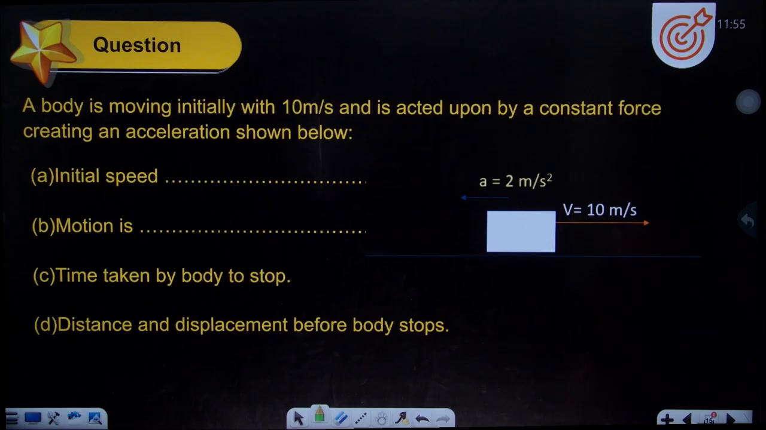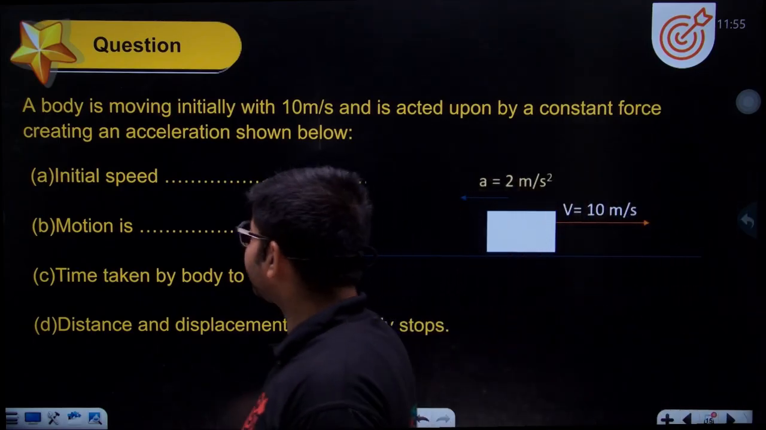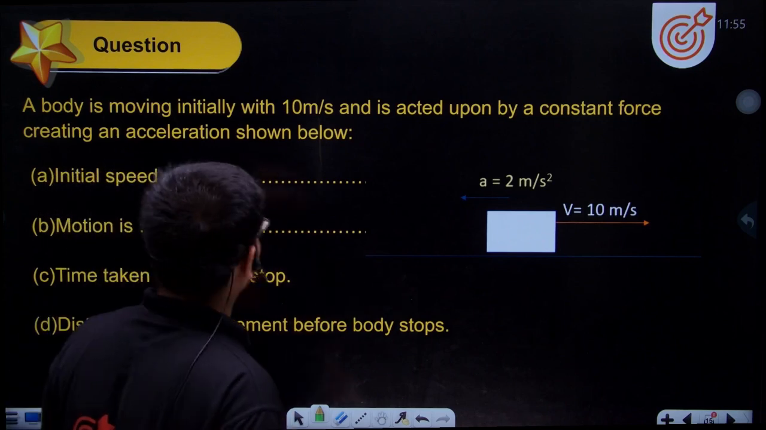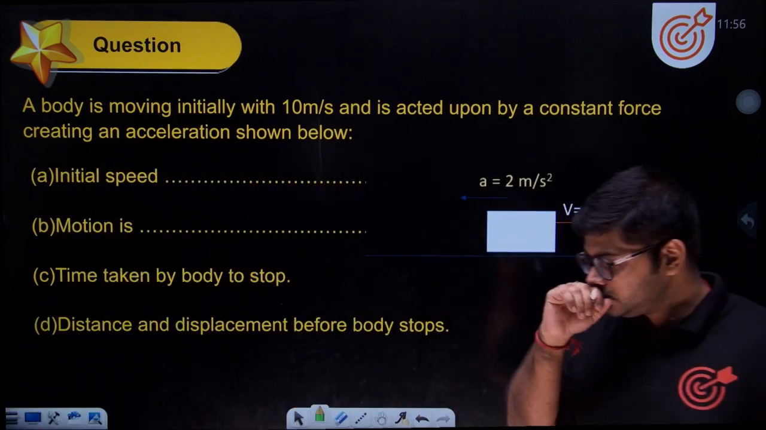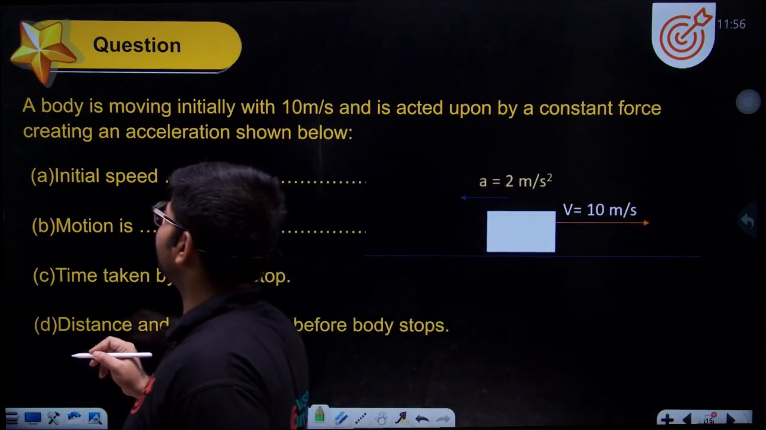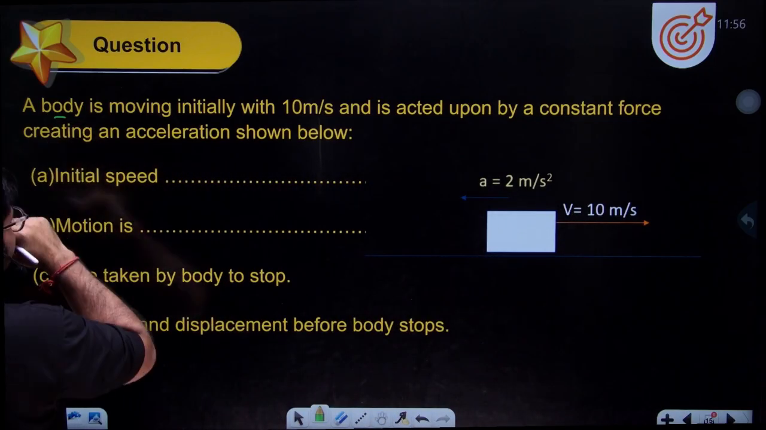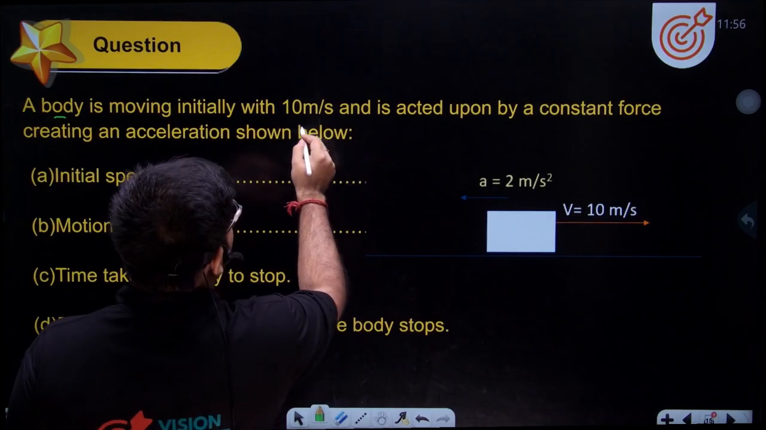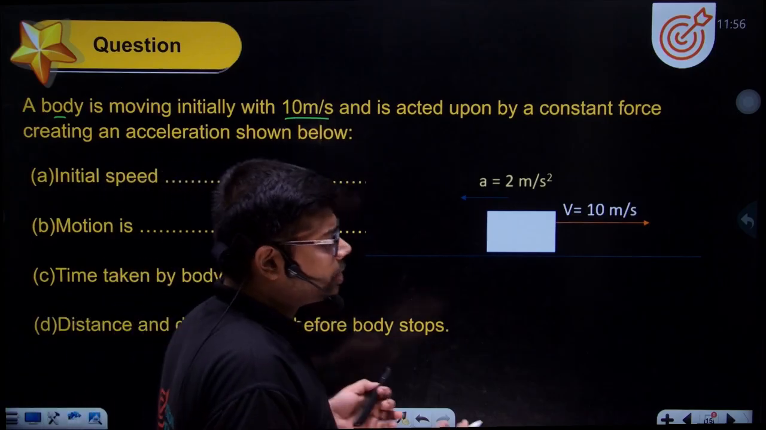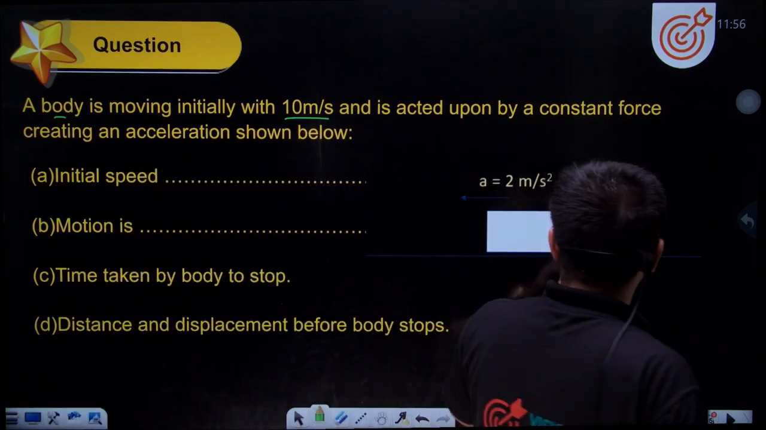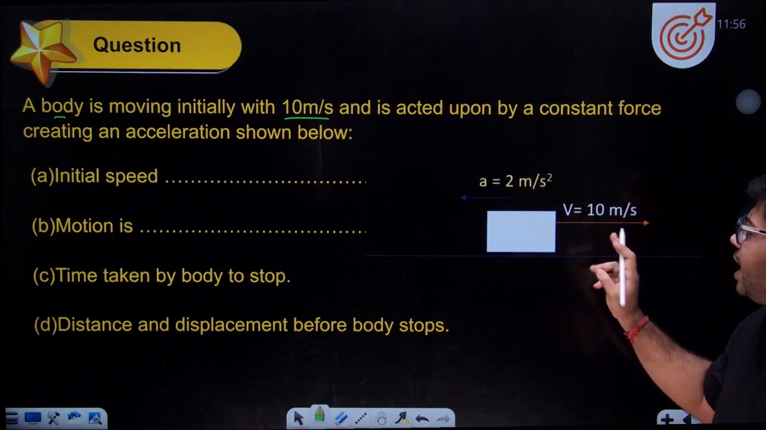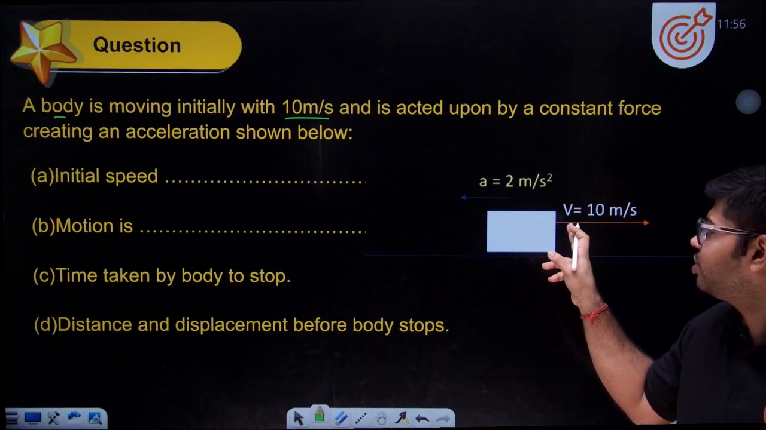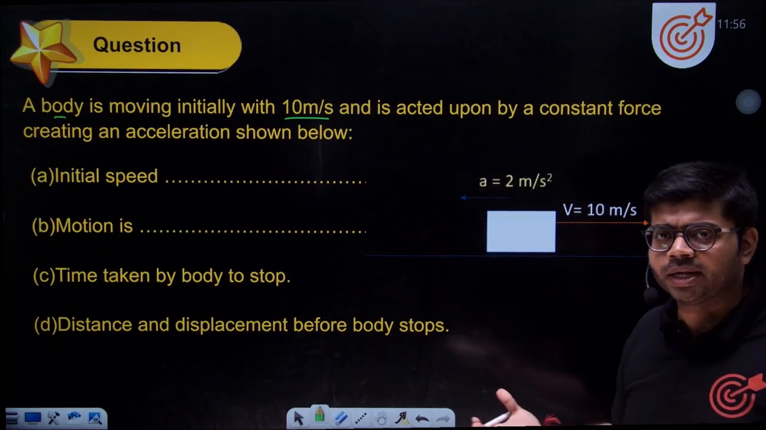ठीक है, बहुत इंपॉर्टेंट कॉन्सेप्ट है. 2-3 कॉन्सेप्ट हम लोग यहाँ पे कवर करेंगे, बहुत इंपॉर्टेंट है. What is it talking about? A body is moving initially with 10 meter per second. तो आपका इनिशियल वेलोसिटी कितना है? देखिए इस पे मत जाइए. इनिशियल वेलोसिटी ये v लिखा है, लेकिन यही इनिशियल वेलोसिटी है. Okay, you can write it u as well.